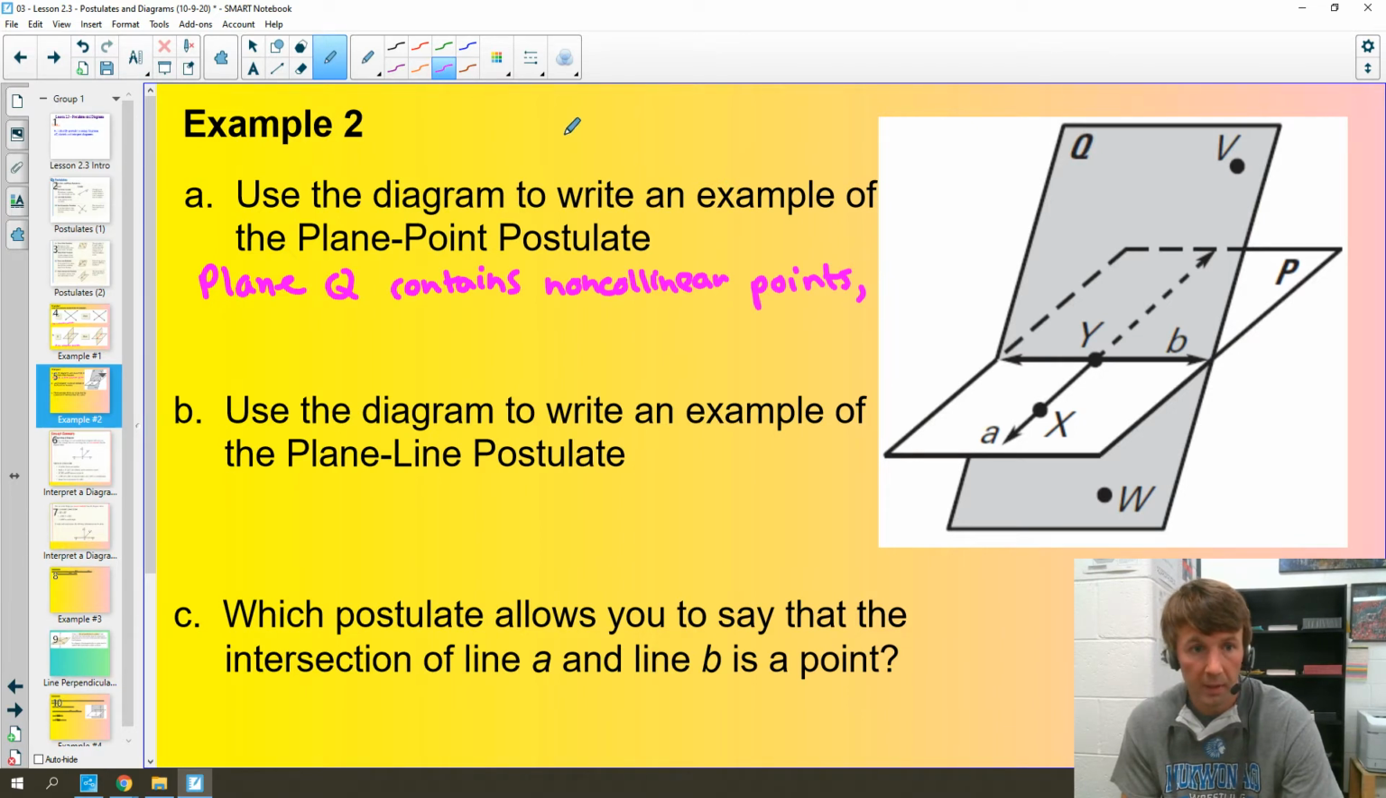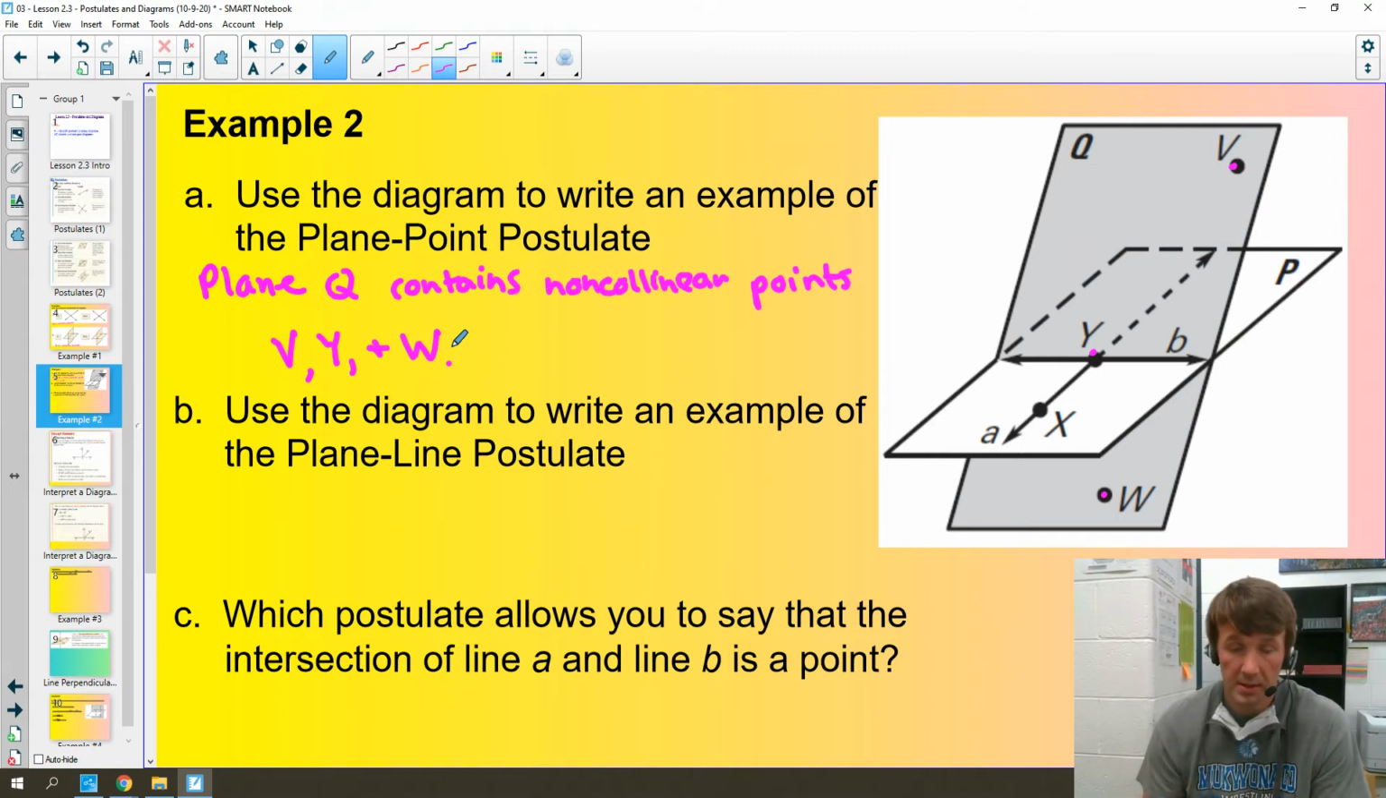Whoops, I don't think I needed that there. Oh, where'd my eraser go? Contains points V, Y, and W. All right, there we go. Plane Q contains non-collinear points V, Y, and W. So that's the idea. When it's not a one-word answer, it's not a one-symbol answer. Sometimes people just say plane Q or points V, Y, W. It's a restatement of the postulate.